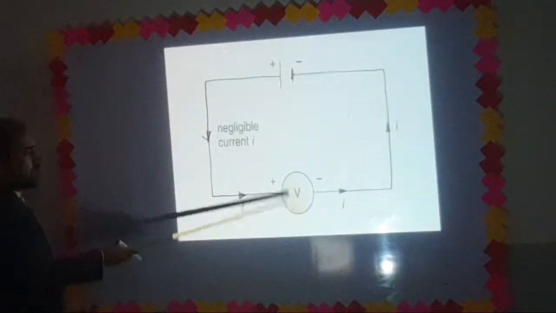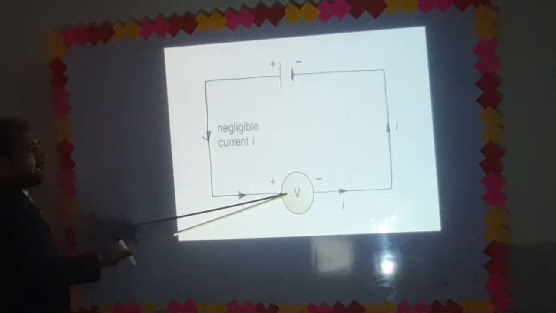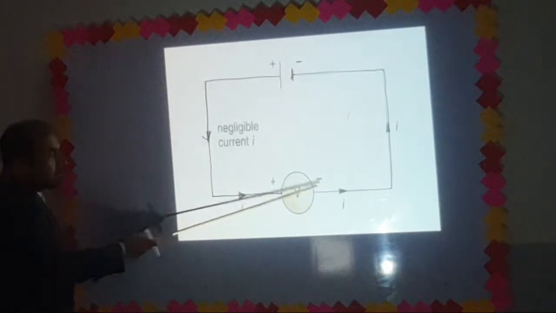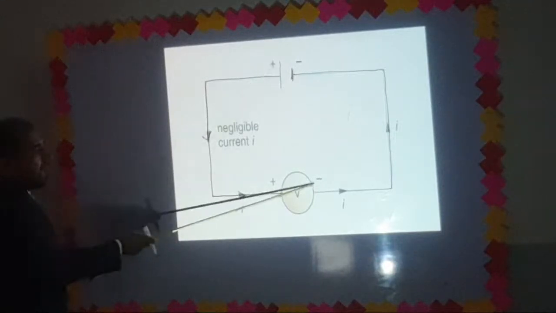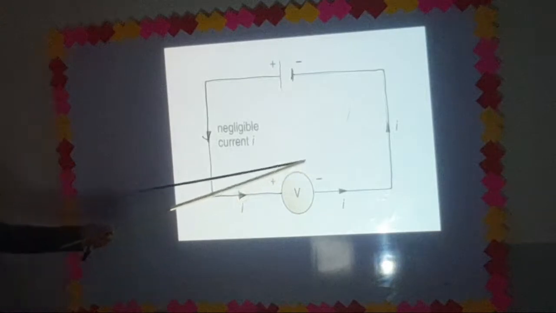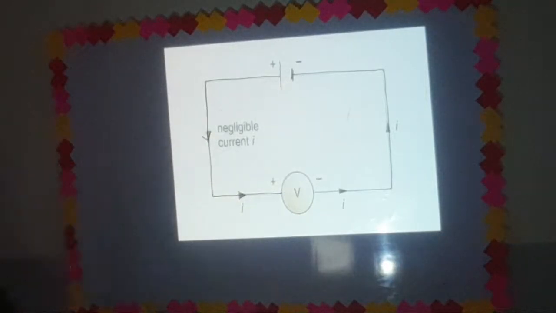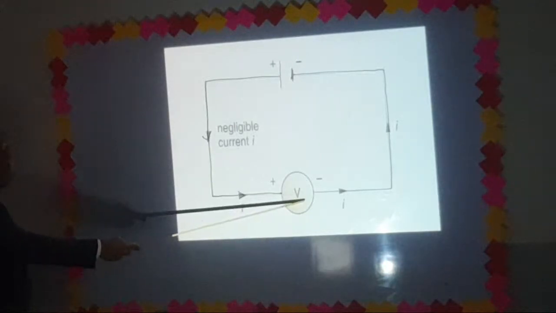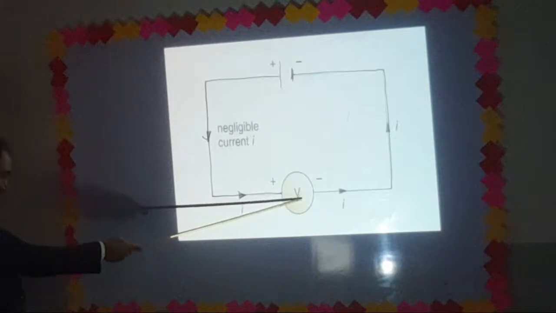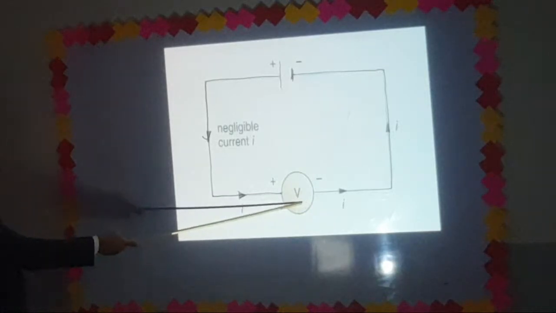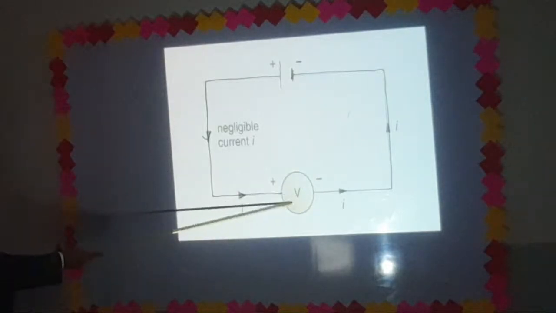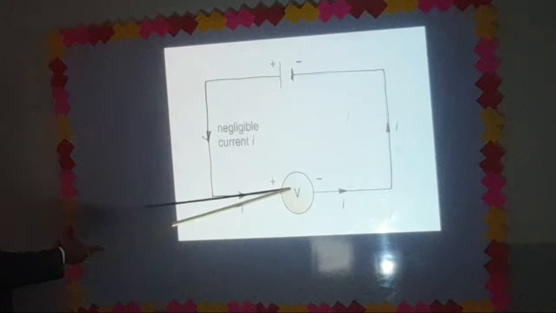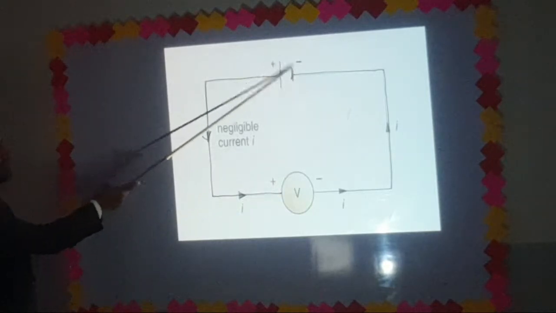We have connected a voltmeter. It is important to keep in mind the polarity of the voltmeter. The positive terminal must be connected with the positive terminal of the battery, and the negative terminal must be connected with the negative terminal of the battery. In our previous figure, the voltmeter was connected parallel to the resistor, measuring potential difference between 2 points A and B. But here in this figure, the voltmeter is measuring the potential difference between 2 terminals of the battery.